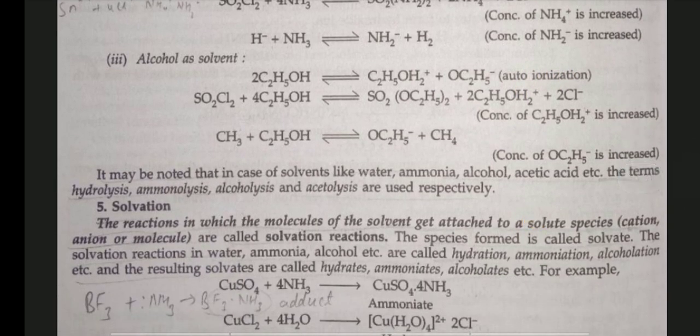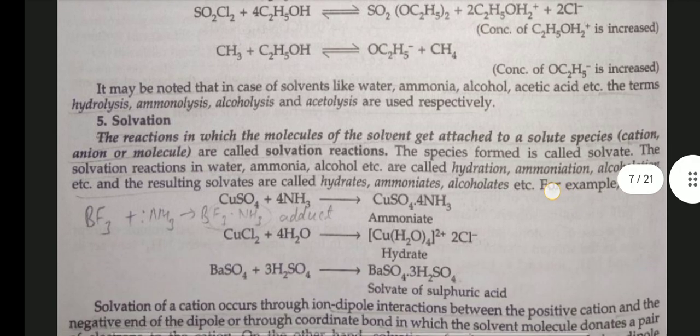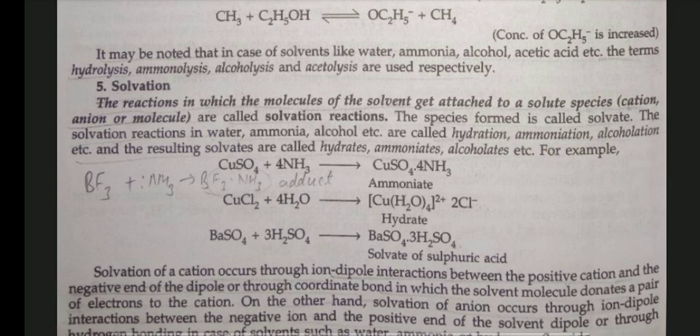It may be noted that in case of solvents like water, ammonia, alcohol, acetic acid, the terms hydrolysis, ammonolysis, alcoholysis, and acetolysis are used respectively. Fifth one is solvation. The reaction in which the molecules of solvent get attached to solute species, cation, anion, or molecule are called solvation reactions. The species formed is called solvate.